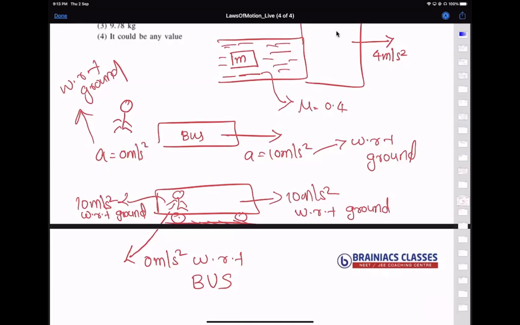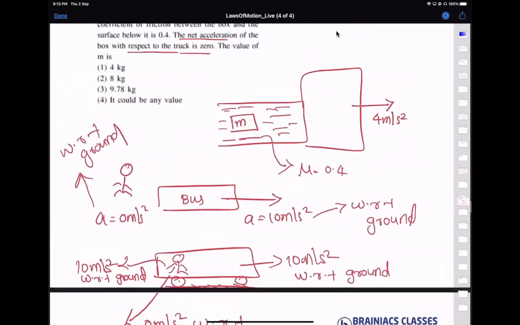A man is inside the bus, but if I am looking from outside, the speed of the man is 10 meter per second square. Understand the difference? With respect to ground, and with respect to bus.